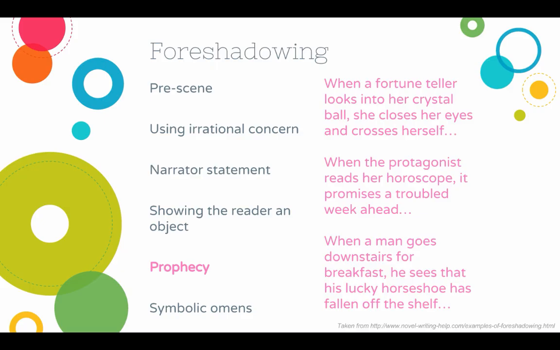To many of us, those types of things, crystal balls, newspaper horoscopes, are meaningless. But as a reader of fiction, I know that there is no such thing as meaningless in a novel. That has to be foreshadowing something.